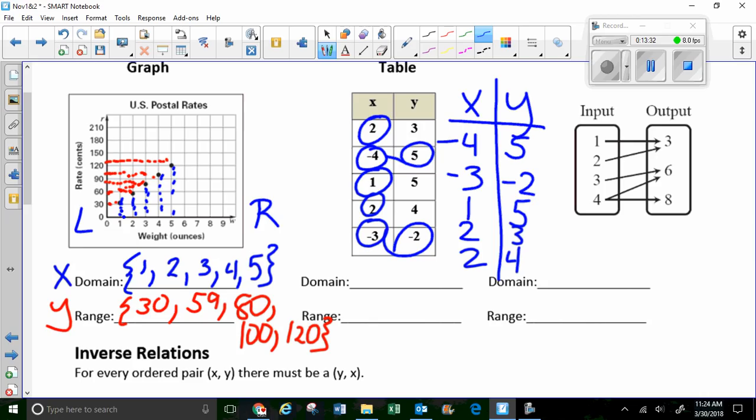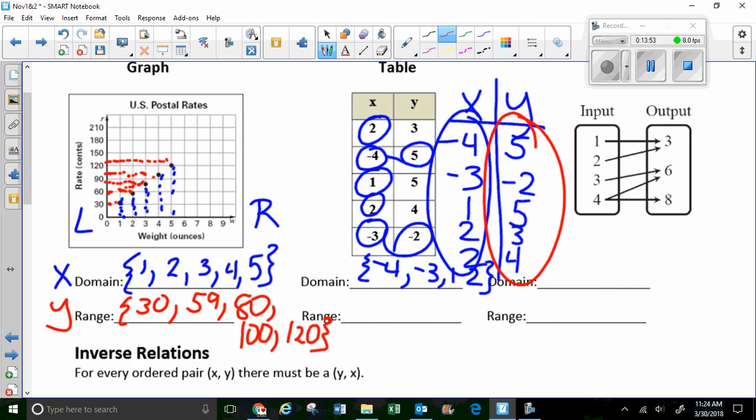because it's in order. So I'm going to go ahead and take my x values, -4, -3, 1, and 2. Now, I do have 2 show up twice, but I'm only going to write it once in my domain. Because I'm listing all the possible values, there's no reason to put the same value twice. And then my range, I have to put in order. So I'm going to start with the lowest, -2, and then 3, 4, and 5. Again, 5 shows up twice, notice, but I'm only going to put it once. So there you go. And then here's our mapping.